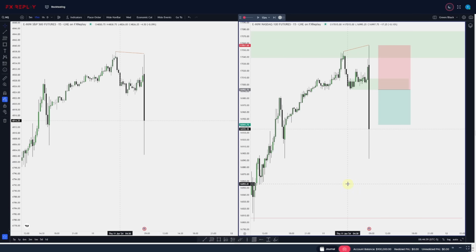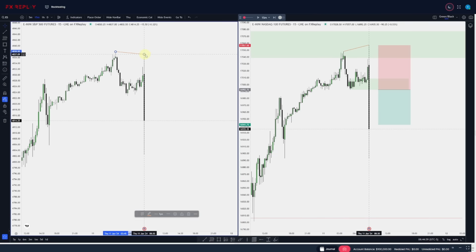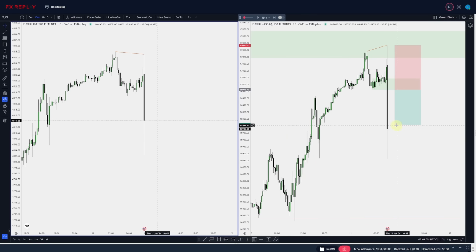Now that also leads me into a question of which one do I choose with an SMT? Do I choose the one that made the higher high, or do I choose the one that didn't, showing its weakness? And really this depends on the higher time frame setup and relative strength. It kind of comes down to personal opinion and what you think is going to be stronger or weaker. In this case, with a high news release, I prefer the one that swept liquidity, giving high resistance liquidity, so I'll be looking for NASDAQ here.